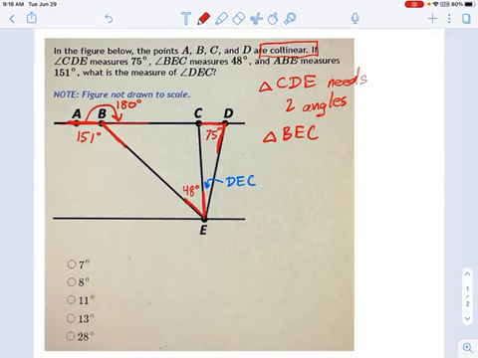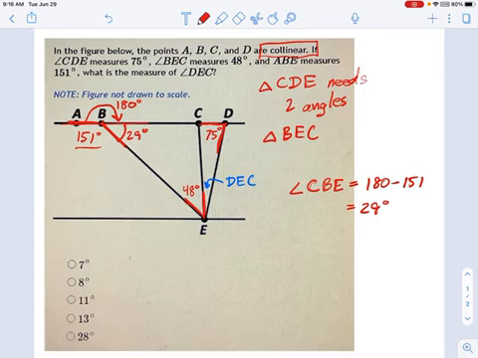So if that's 180 degrees and this right here is 151 degrees, then this has to be the difference. This angle right here, CBE. So I'm going to say angle CBE equals 180 minus 151, and that's equal to 29 degrees. Well, that's great because now look at what I have here. I now have two angles within a triangle, 29 degrees and 48 degrees. And I can use that to figure out this angle right here, angle BCE.